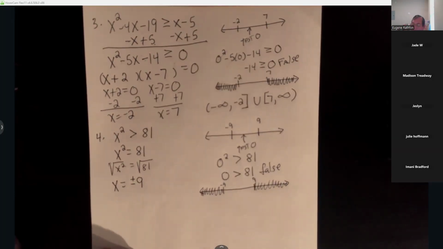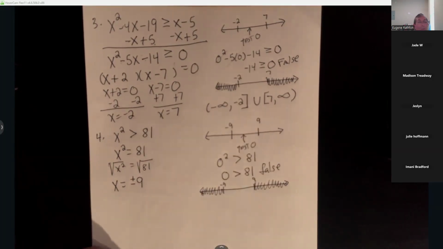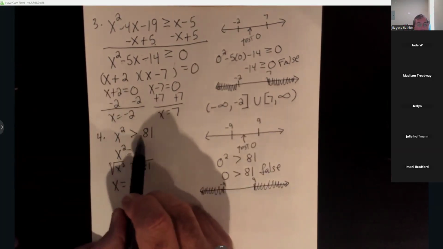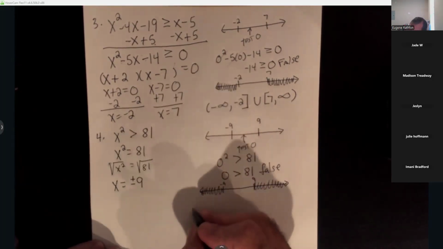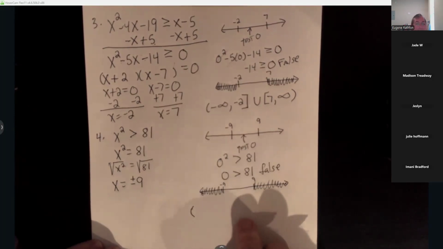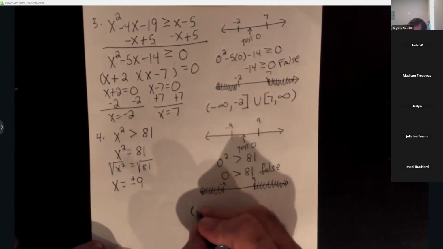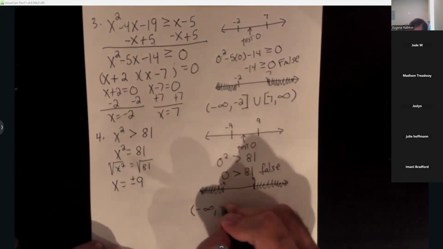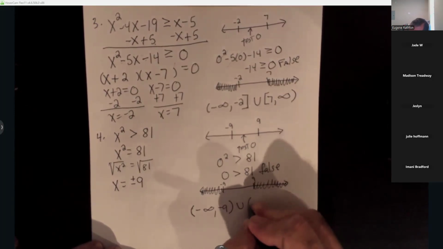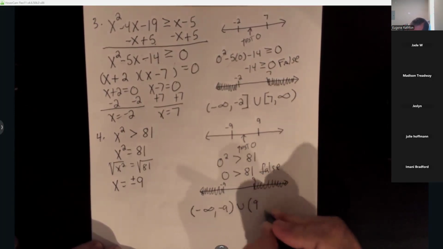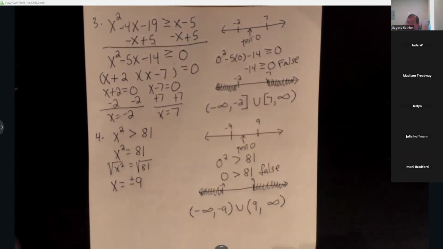Okay? So once again, this interval will look like this interval, except one thing. There is not an equals under this one. So I'm going to use curves around my numbers. So -infinity to -9, curvy parentheses, union, curvy parentheses, 9 to positive infinity.